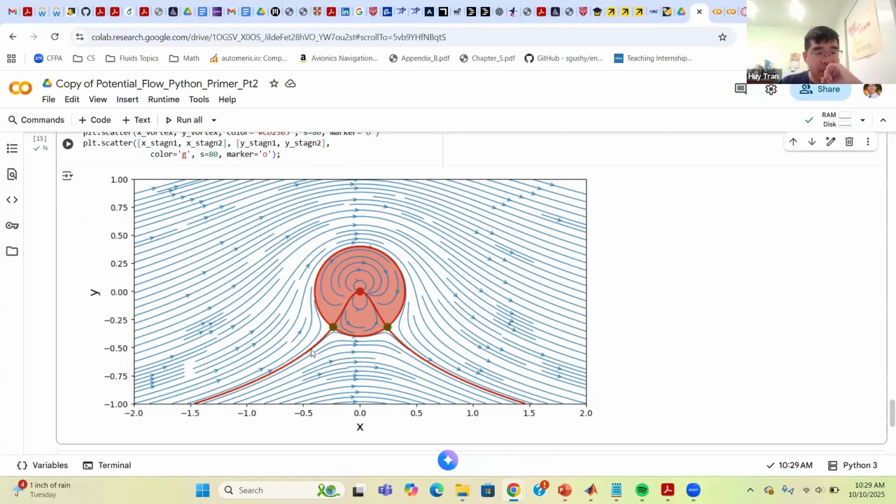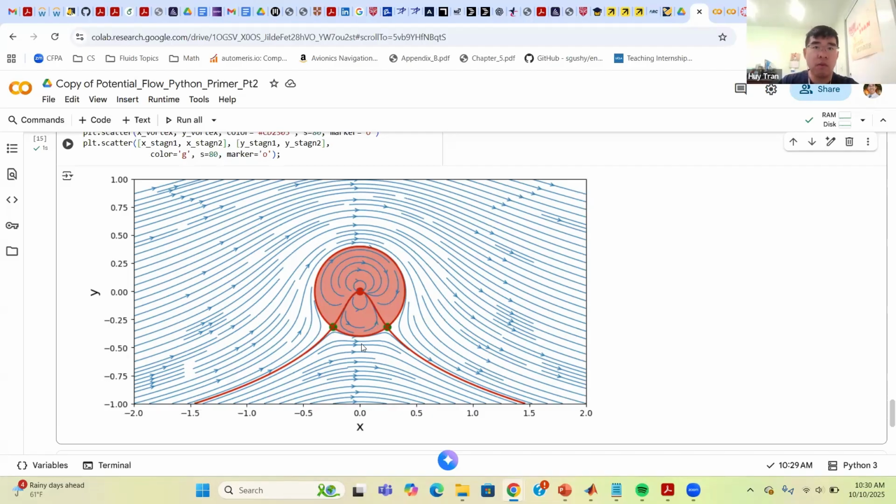Okay. So as you see, by superpositioning the vortex onto your flow over cylinder, your stagnation points move downwards, first of all, and the flow field is not symmetrical along the x-axis anymore. It's still symmetrical on the y-axis though. So this is flow over cylinder with vorticity.